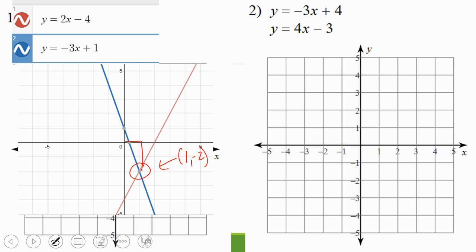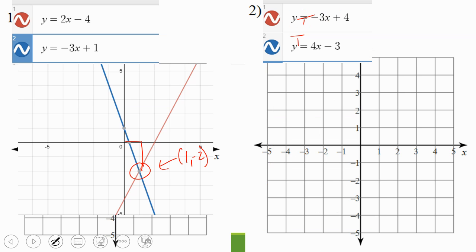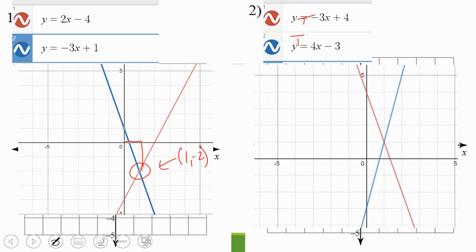Graph it. Graph the first line. Make sure you write the slope as a fraction. Graph the second line. See where they intersect. There's a nicer version of the line. They intersect right here. They always should intersect at a nice point when you're graphing, especially by hand. If you're doing it on Khan Academy, they might not be perfect, but you can tell where they're at.